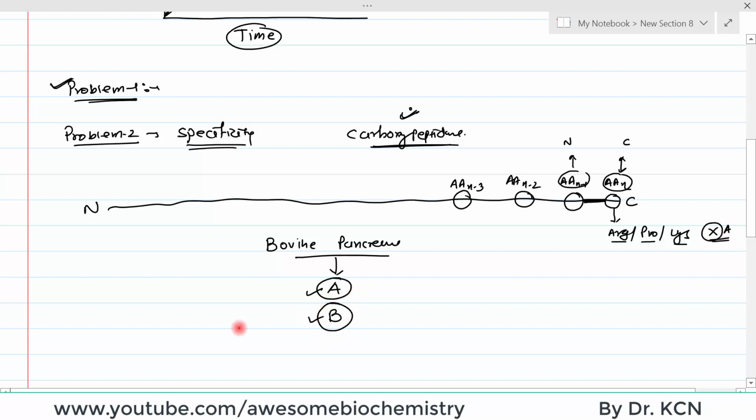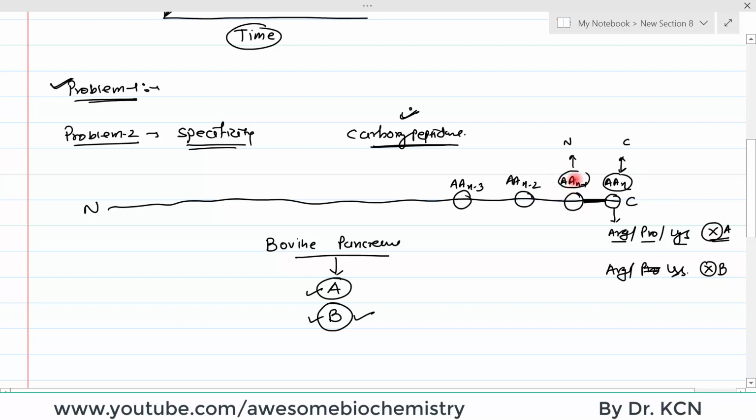And this carboxypeptidase B also can break down all the peptide bonds except those peptide bonds in which the C terminal side amino acid is arginine or lysine. Okay. So, having arginine or lysine on the C side of this peptide bond, this carboxypeptidase B cannot act.